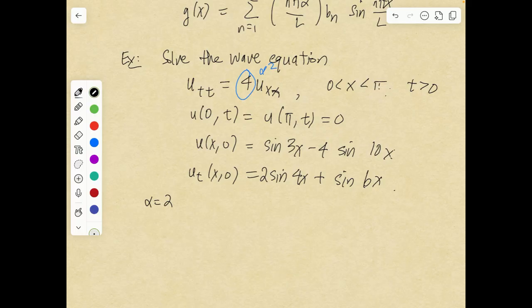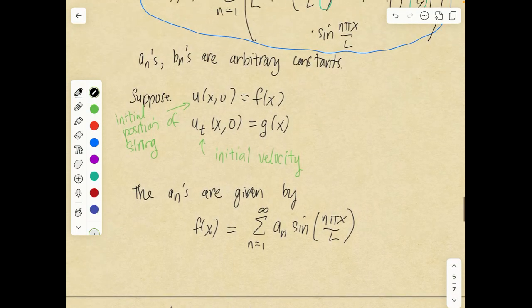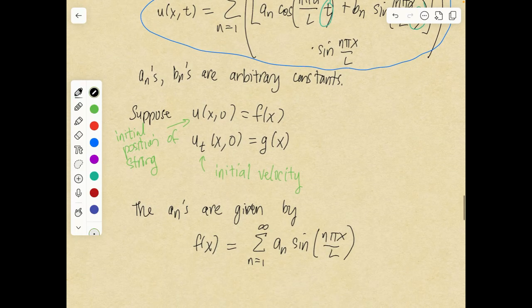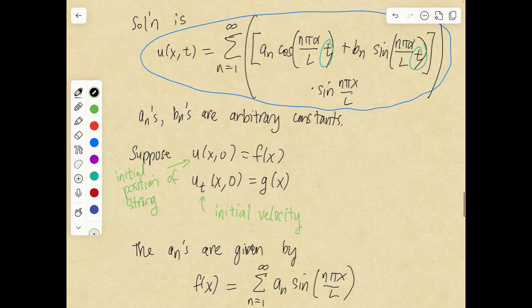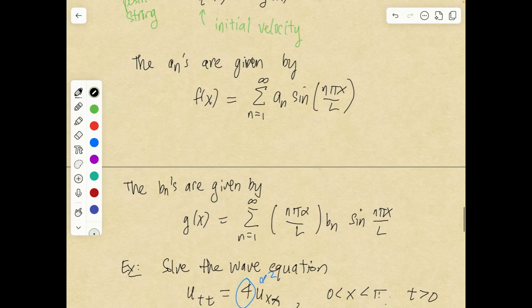So we have this general solution that satisfies the first two equations. So we first need to find what alpha and L are. Well, remember that the constant in front of the u sub xx is alpha squared. So alpha is going to be 2. Okay, alpha is going to be a positive number.